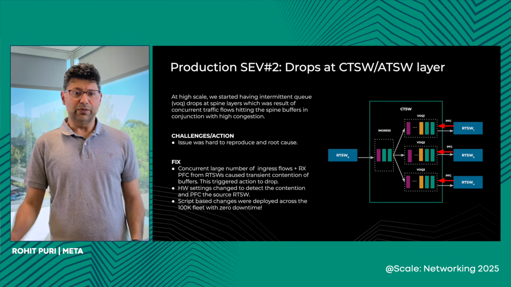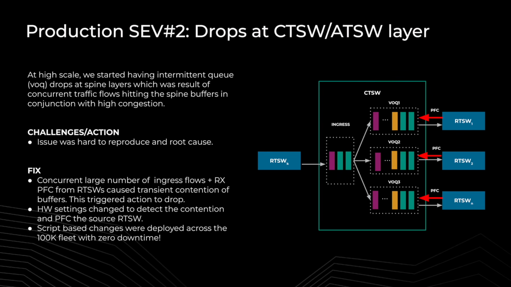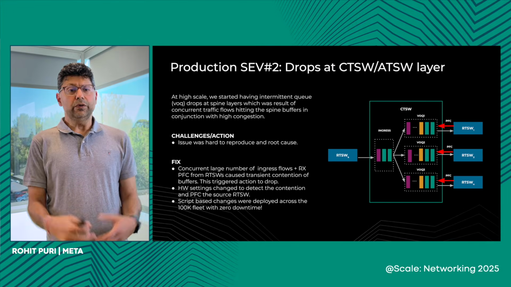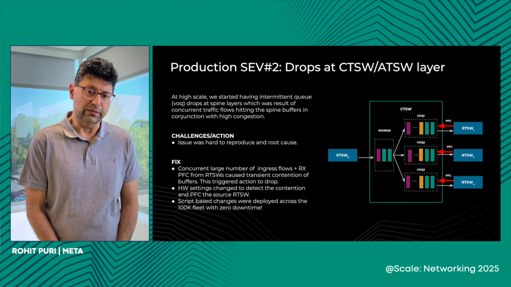We had hardly moved forward when we hit a second issue. And this time it was at the spine layers. Again, it was triggered by a very high rate of traffic and congestion. We had a high amount of concurrent traffic ingressing from the RTSWs to the spine layers. And at the same time, we had a concurrent amount of PFCs exerted by RTSWs, who were the receivers, onto these spines. All of this resulted in transient buffer drops on the CTSWs. We could not recreate the problem in a very clear manner, and that became kind of a challenge for us.